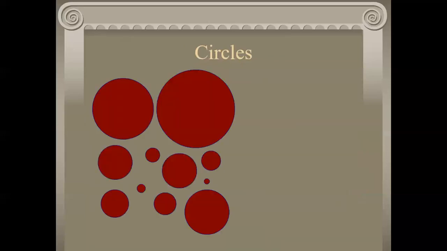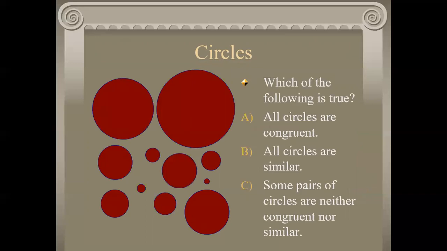Circles. Which of the following is true? All circles are congruent. They are not congruent because we have big ones and small ones. So they are not congruent. All circles are similar. Yes, all circles are similar. All of them are just circles, so they're similar. Some pairs of circles are neither congruent nor similar. No, choice B is the correct one.